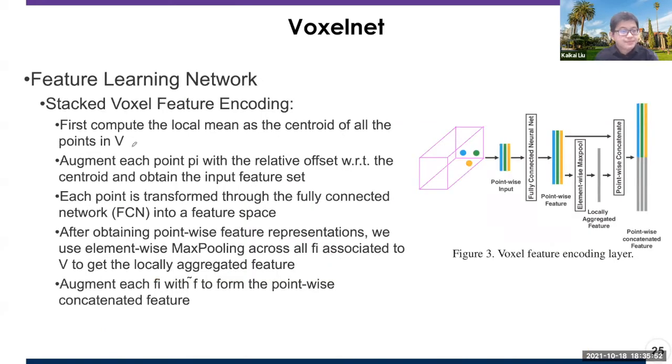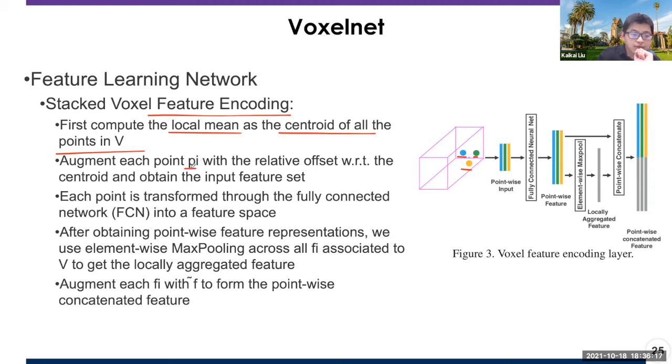Then the next step is we want to do the feature encoding. Now, how can we encode the feature? How can we represent these different 3D points? So what they do is they calculate the local mean as the centroid of all the points. So for all the points over there, they calculate the centroid.